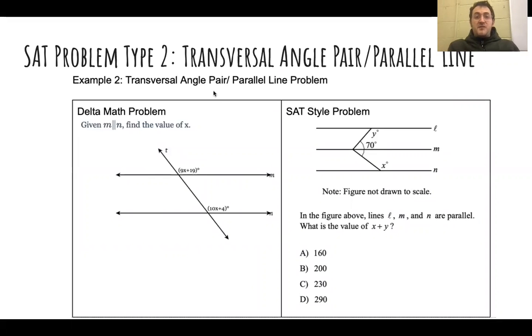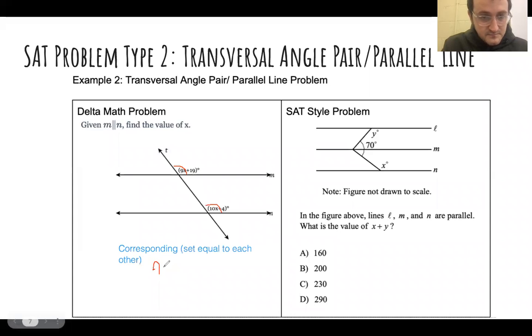Another type of SAT problem are the ones with parallel lines. So the Delta Math basic problem would be to give you an explicit angle pair. So I can see that these are corresponding angles. So you set them equal. Nice to come up with that game plan. So I'm going to do 9x plus 19 equals 10x plus 4.